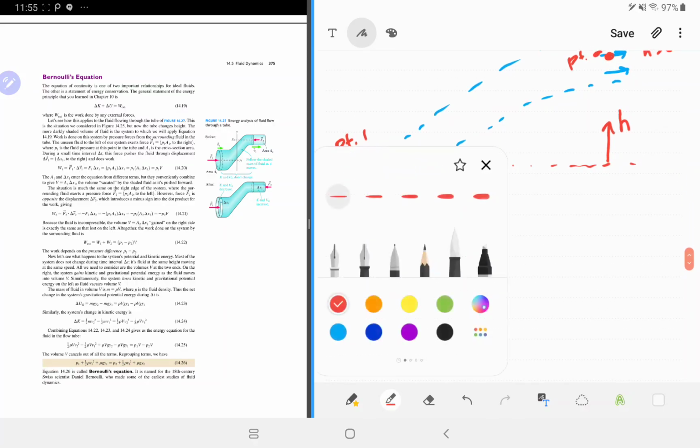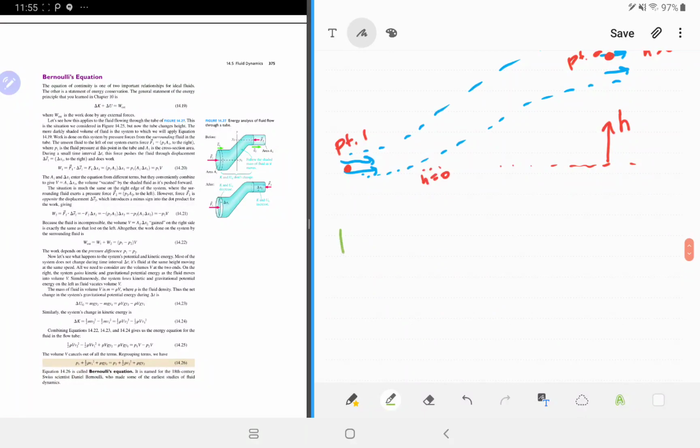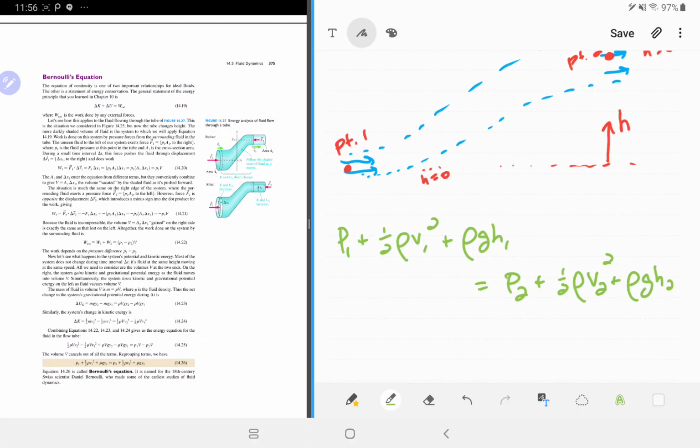Okay, so the actual equation is the pressure at point 1 plus 1/2 rho v1 squared plus rho g h1 is equal to the same quantities, but with all the subscripts changed to 2: the pressure at point 2 plus 1/2 rho v2 squared plus rho g h2. This is Bernoulli's equation. Again, the P's are pressures.